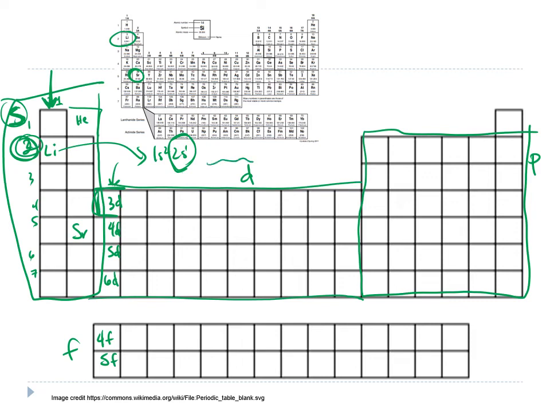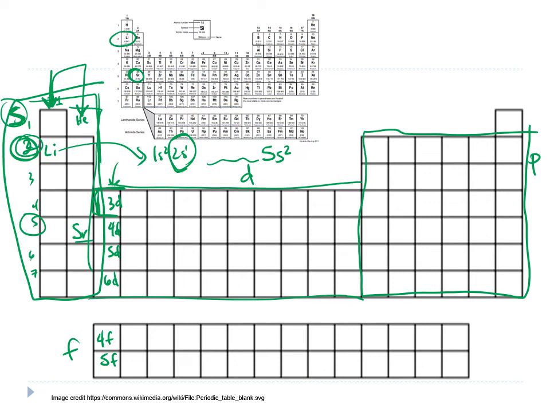If I looked perhaps at strontium, strontium is right here. It has a big, long electron configuration, but it's going to end in 5. S block, 1, 2. 5s2 will be the end of strontium's electron configuration.